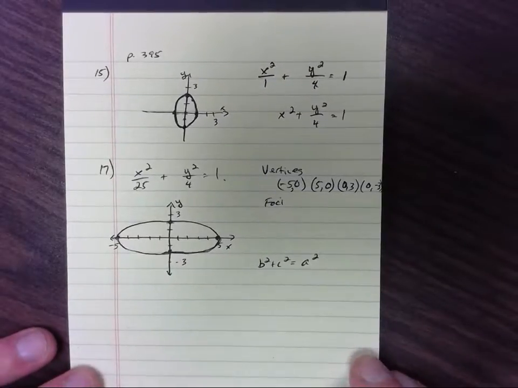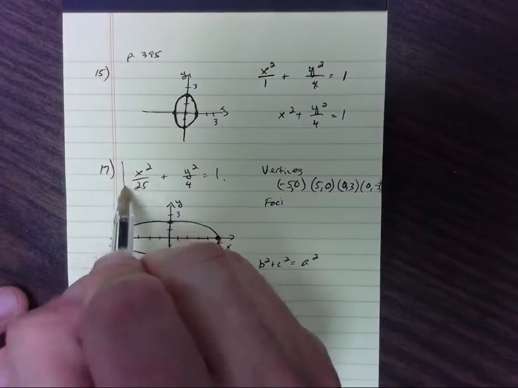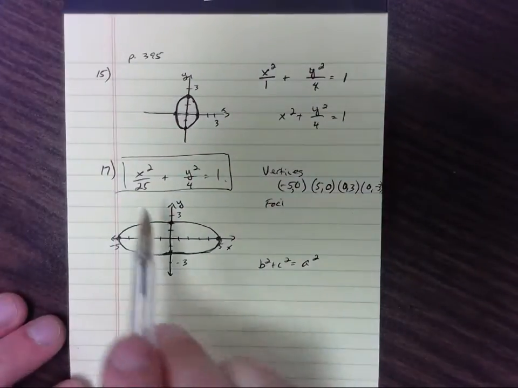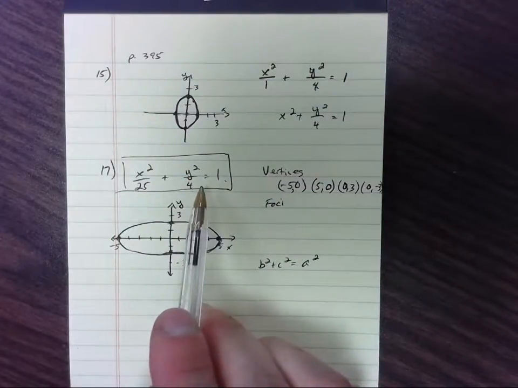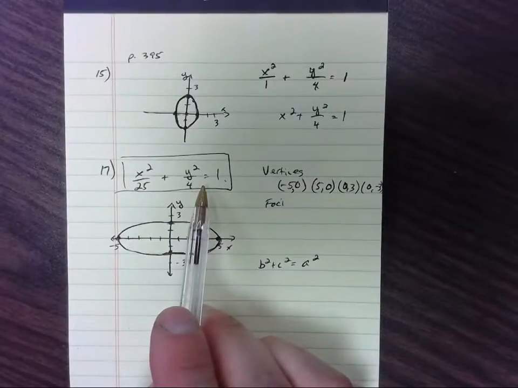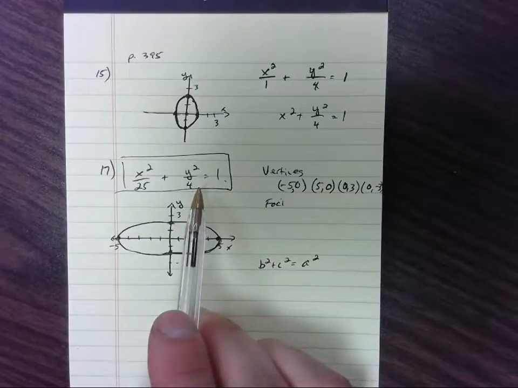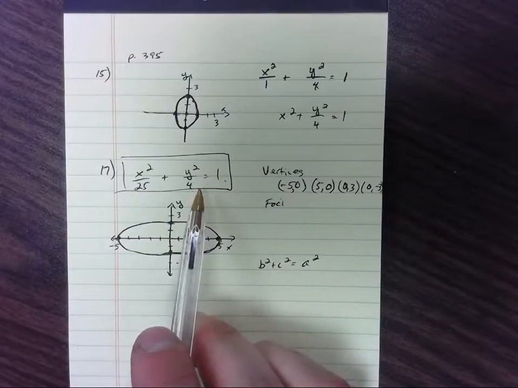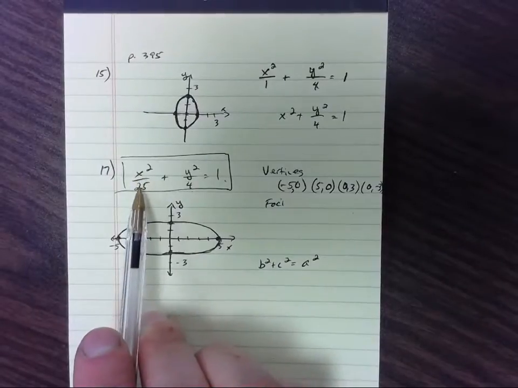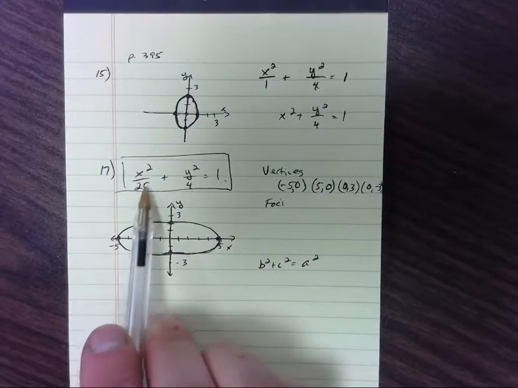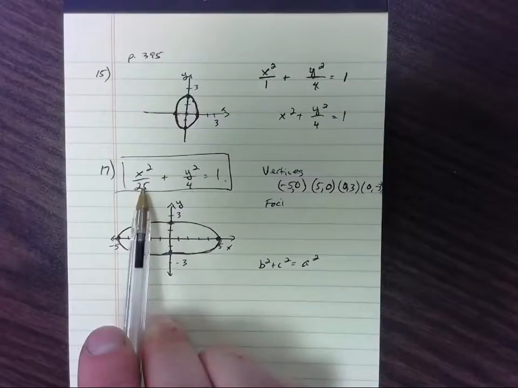Now, number 17, you're given the equation x squared over 25 plus y squared over 4 equals 1. We need to graph it, figure out the coordinates for the vertices and also the coordinates for the foci. So first off, the coordinates of the vertices. Along the x-axis, we're going to go the square root of this distance. So 25 square root of that is 5.